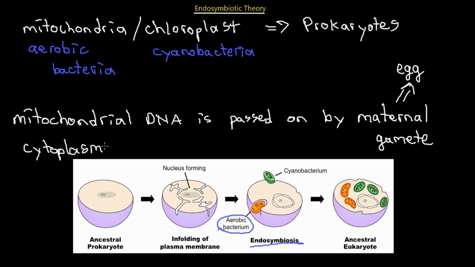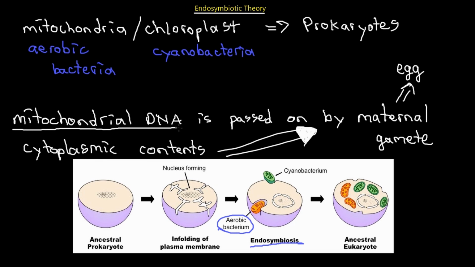cytoplasmic contents, come from the maternal gamete. And that's simply because the maternal gamete, the egg, is so much larger, and therefore it provides the genetic basis for the cytoplasmic contents. And cytoplasmic contents includes mitochondrial DNA. So the mitochondria that are going to be produced in the zygote are carried by the egg, not the sperm. That's just a general idea.